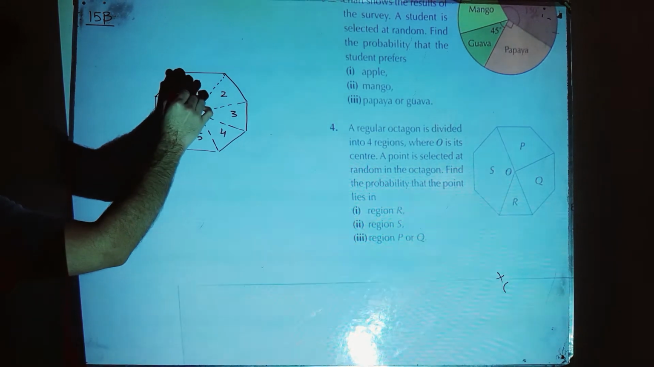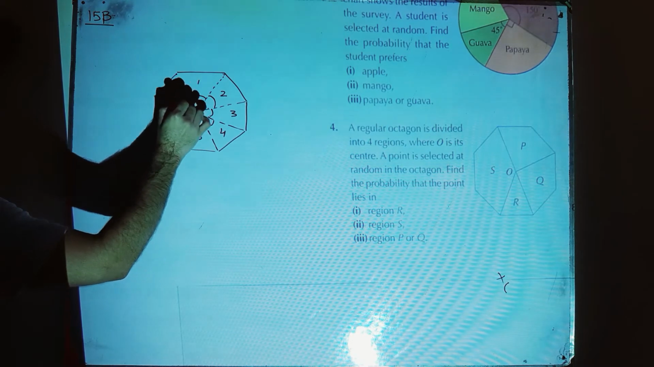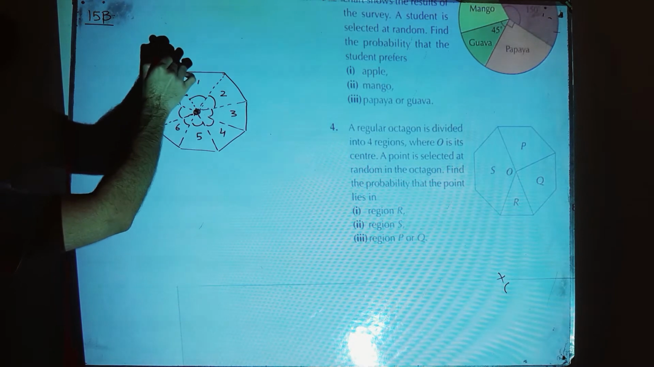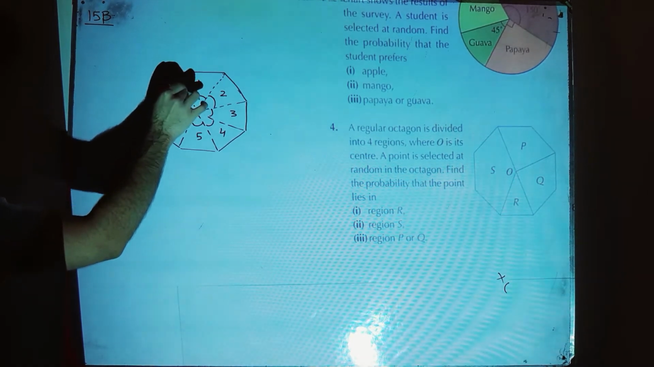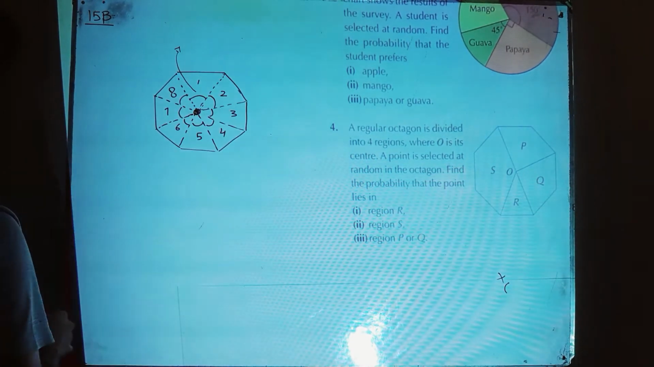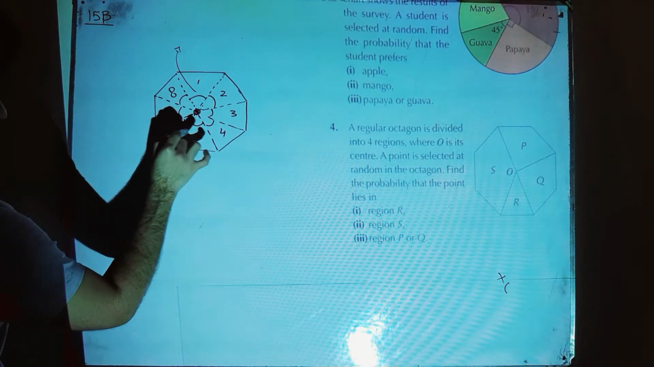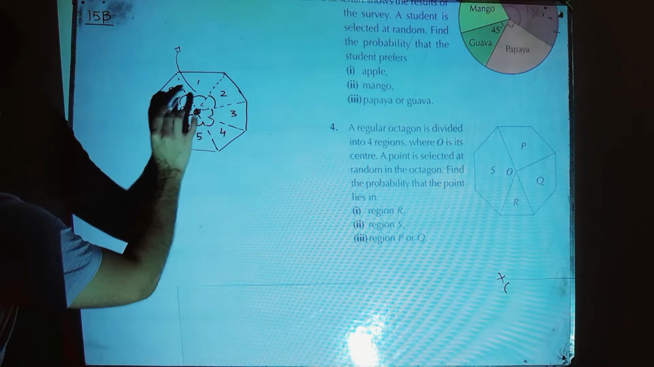And the interesting thing is that these sectors have the same angles. This is a regular octagon. These lengths are the same, so the angles opposite to them are also the same. So you can find any one of these angles and that will be the same for all of the other sectors. So the total angle, this is angle at a point, as you know, is 360.